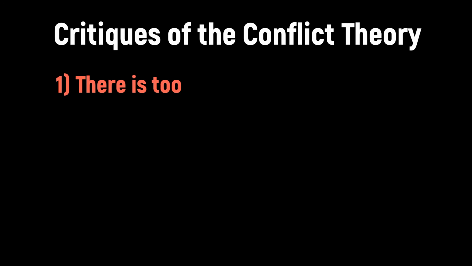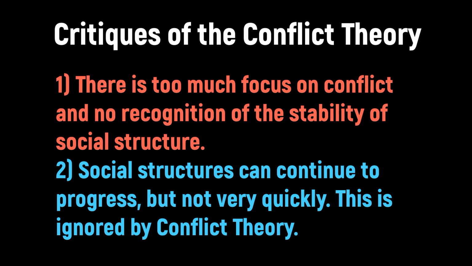Those that are critical of the conflict theory state that there is too much focus on conflict and no recognition of the stabilities of social structure. Social institutions are capable of change, but generally not very quickly, and conflict theory seems to ignore the fact that social structures have and do continue to progress.